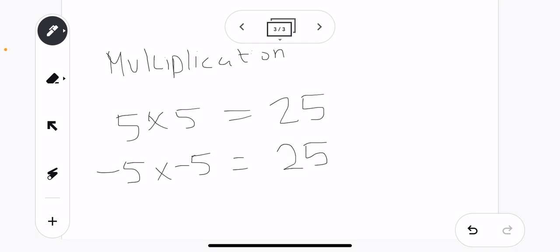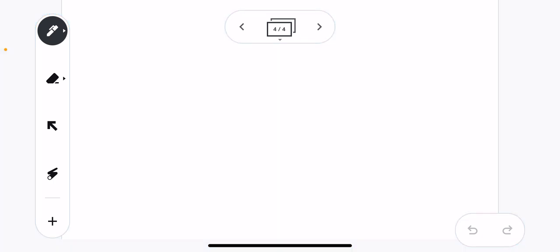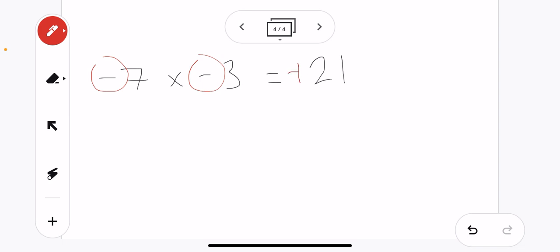So why is that? Well, when you're multiplying two negatives together, they actually result in a positive product. Let's give another example. Let's say -7 times -3. That will be 21. So two negatives result in a positive.